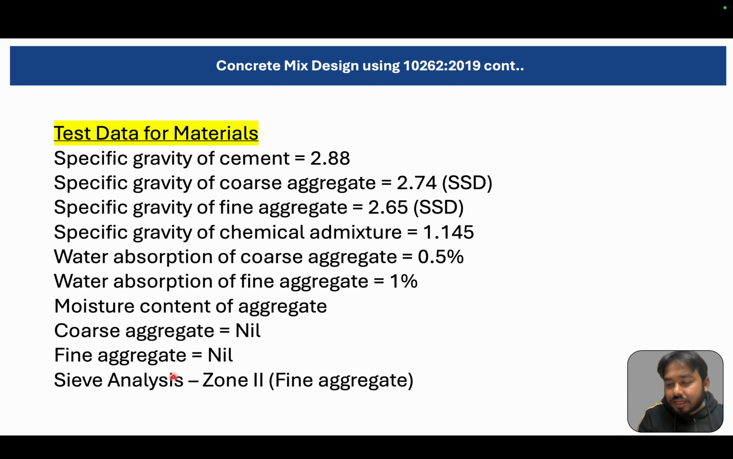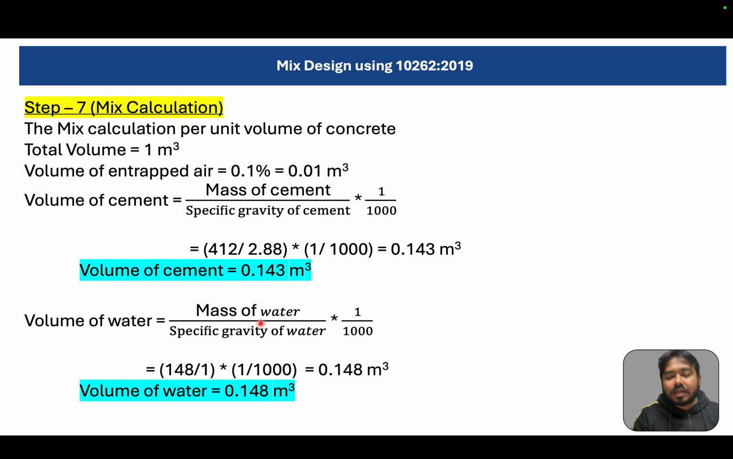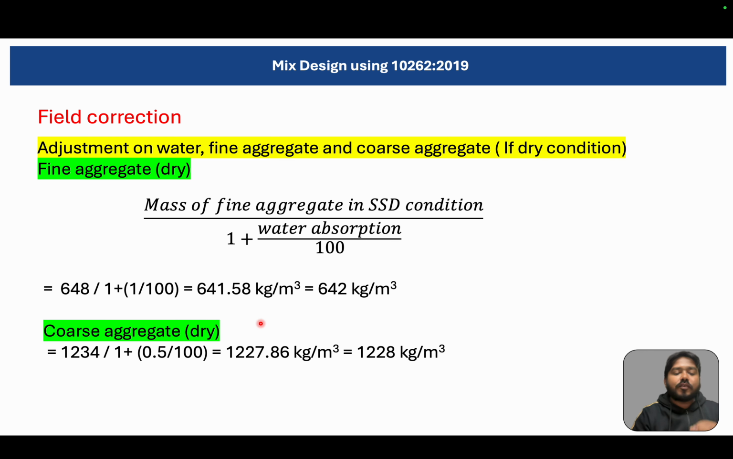In this particular case, the moisture content of the aggregate is nil for both fine aggregate and coarse aggregate. Hence it is a clear indication that we need to go for a dry condition. So for the dry condition, what changes do we need to make? There is a formula: mass of fine aggregate in SSD condition, because all that we have calculated is based on the SSD condition. So we need to calculate the mass of fine aggregate in SSD divided by 1 plus water absorption divided by 100. That is how we calculate the fine aggregate in the dry state.